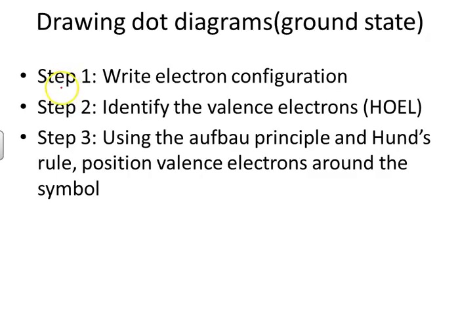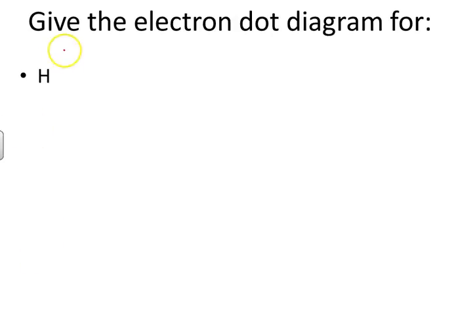So in drawing these, the first step would be to write the regular electron configuration. You can do this abbreviated. Then identify in the abbreviated configuration the valence electrons, or the HOEL. Then use the Aufbau principle and Hund's rule to position valence electrons around the symbol. All those steps have to be followed. So we'll start with a simple one, hydrogen. And use a periodic table to assist you with this.